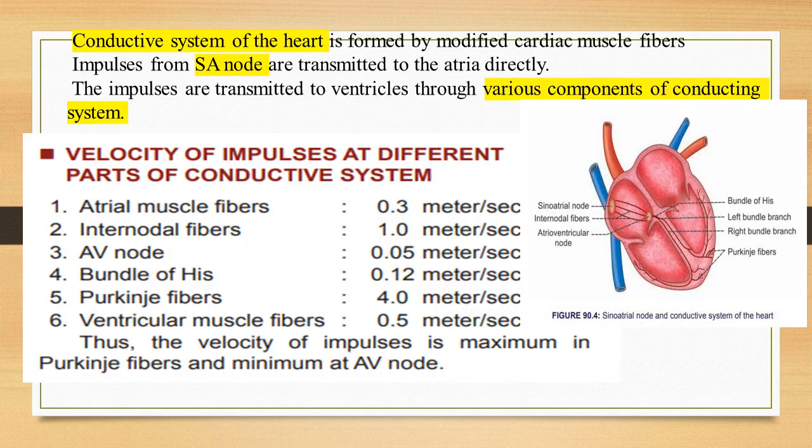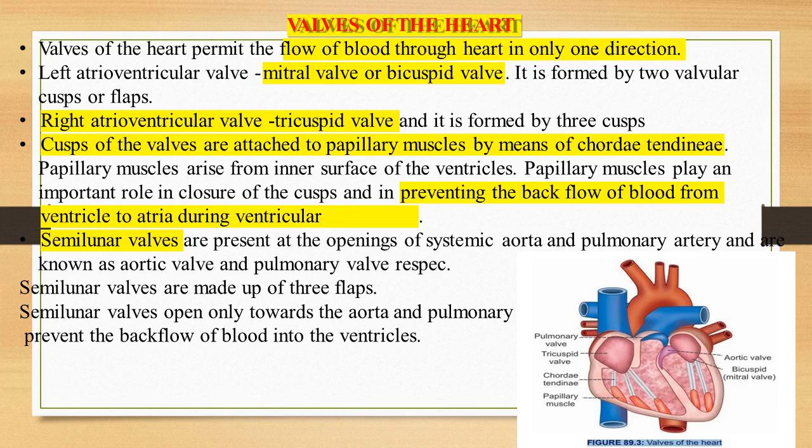The heart's conductive system is crucial for transmitting impulses from the SA node to the atria and ventricles, ensuring efficient heart function. The speed of these impulses varies across different parts of the conductive system, with the highest velocity in Purkinje fibers. Heart valves ensure unidirectional blood flow, with atrioventricular valves and semilunar valves playing key roles.